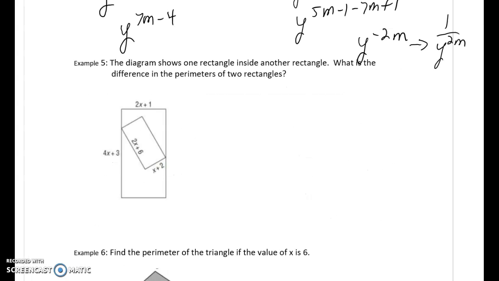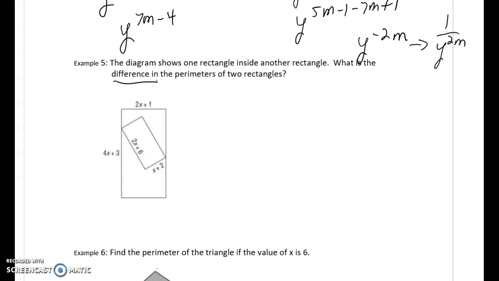Example number 5 says the diagram shows one rectangle inside another. What is the difference in the perimeters of the two rectangles? Okay, so again, we're trying to find the difference, so that means we're going to be doing some subtraction here, right? So we are subtracting the perimeter of the big rectangle minus the perimeter of the smaller rectangle.